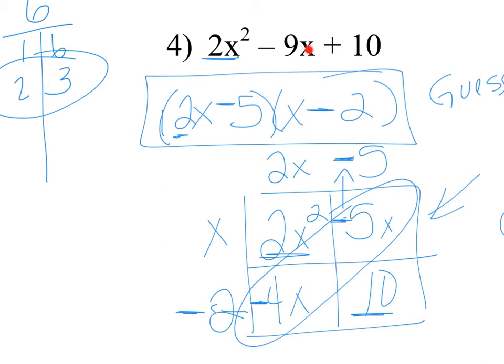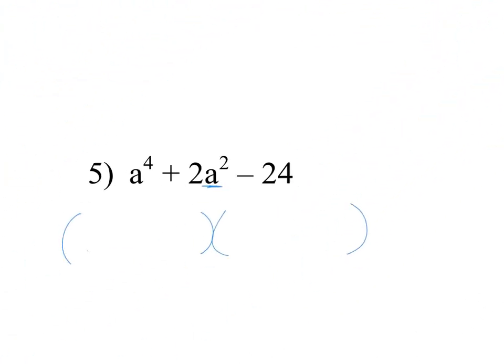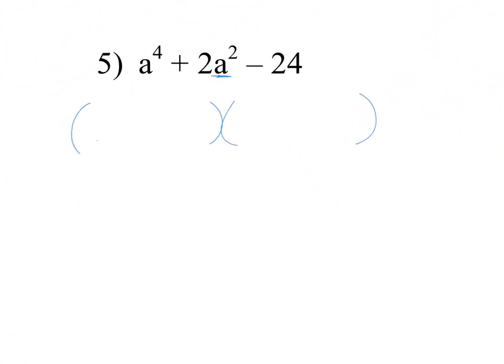Always, this variable here always matches the term there in a trinomial. Okay, this only works in trinomials. So this is a squared here, so you know that the a in the beginning is going to be a squared. Now a to the 4th, it's 1 a to the 4th, so I don't need to put numbers there. Then we have to look at the 24 here.